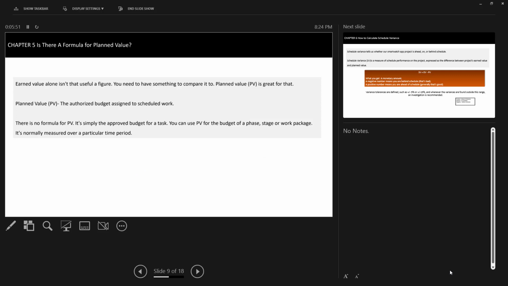All right, here. What is planned value? It is the authorized budget assigned to scheduled work. There could be multiple planned values as well. There is no formula for planned value. It's simply the approved budget for a task. It's very straightforward. Planned value, PV.